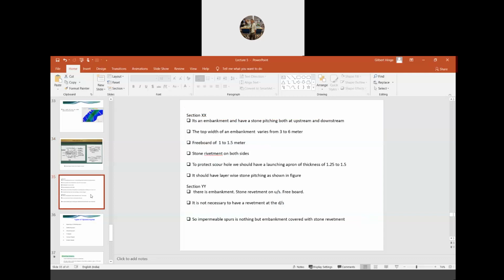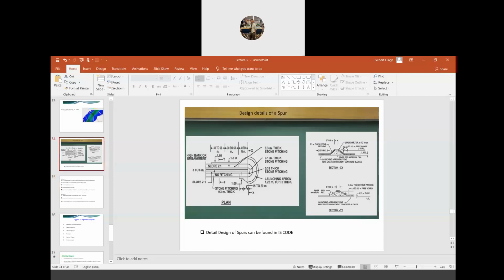And then we have to provide some freeboard, which is between 1 to 1.5 meters. So this is the highest flood level, right? The water will reach up to this point. From the highest flood level up to the top of this embankment, the freeboard we generally provide is between 1 to 1.5 meters. If you go into detail in that PDF that I've given you, all these things are written there.